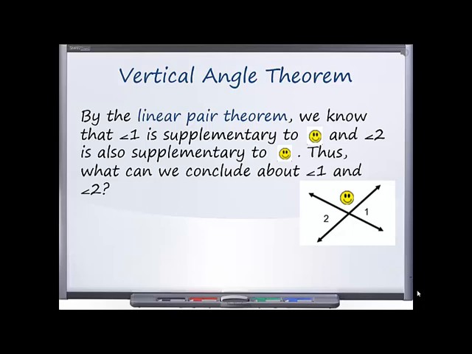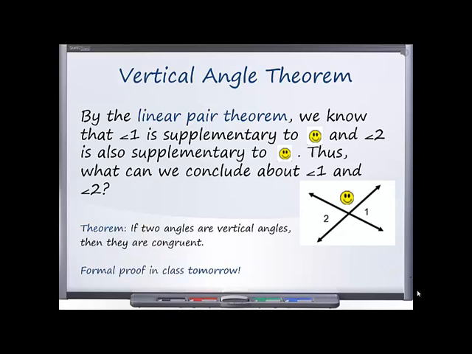Well, we have those other theorems that we learned earlier in this video. 1 is supplementary to the smiley face and 2 is supplementary to the smiley face. We can conclude that 1 and 2 are congruent because of the congruent supplements theorem. We'll show the formal proof tomorrow. But for now, this theorem states that if two angles are vertical angles, then they are congruent.